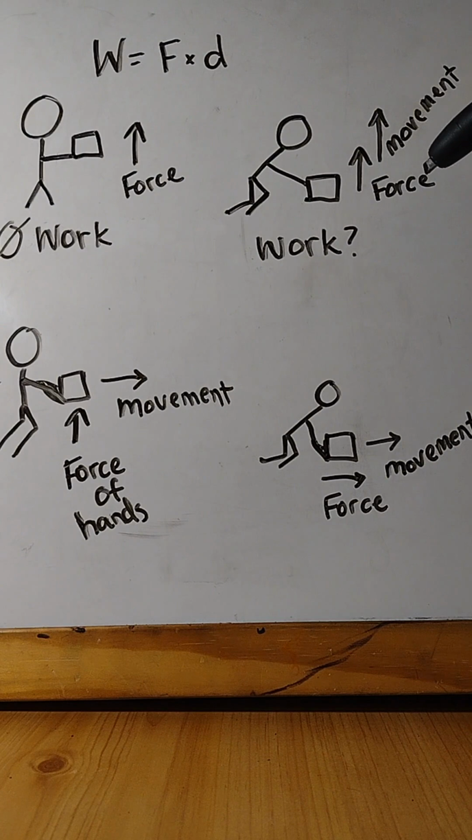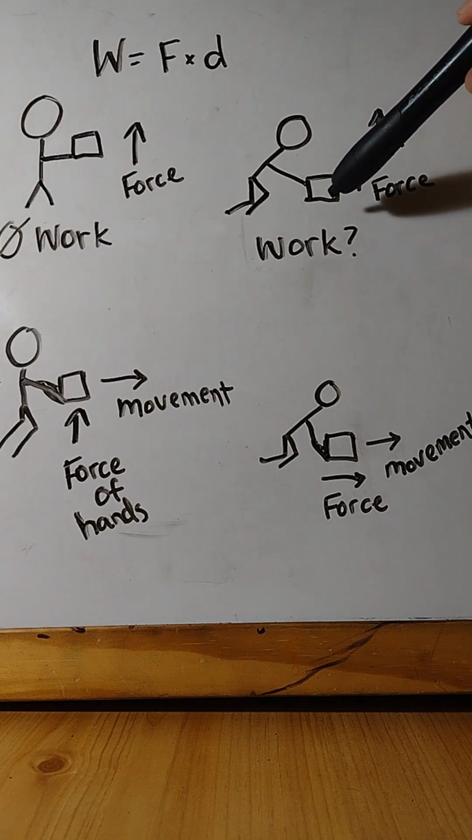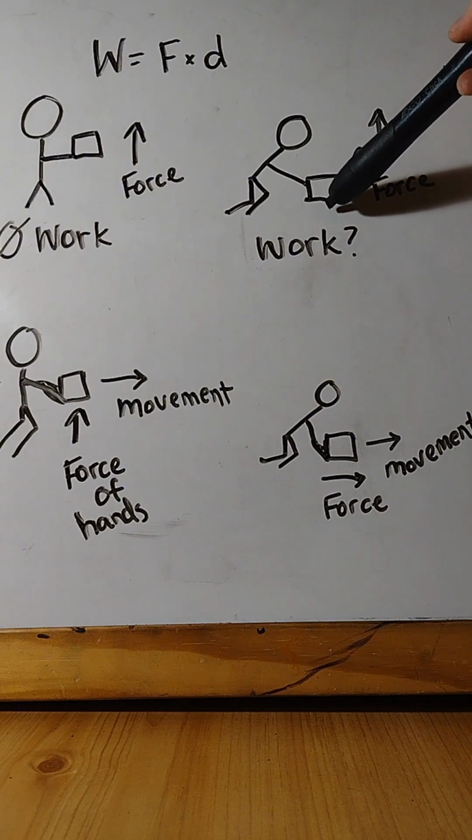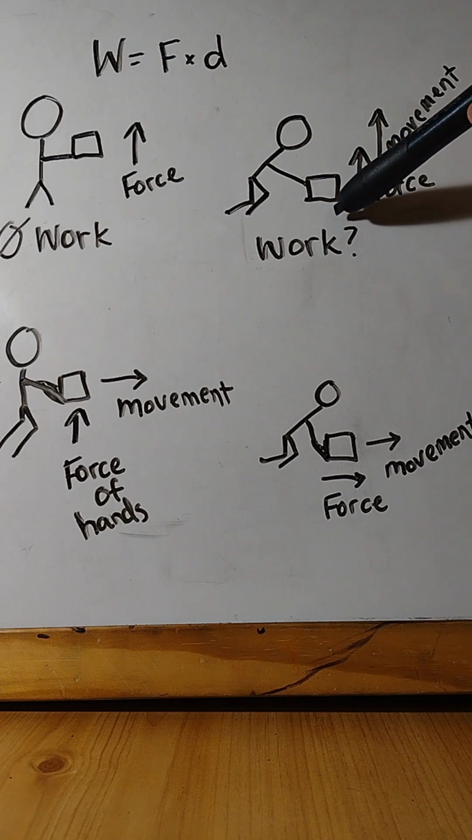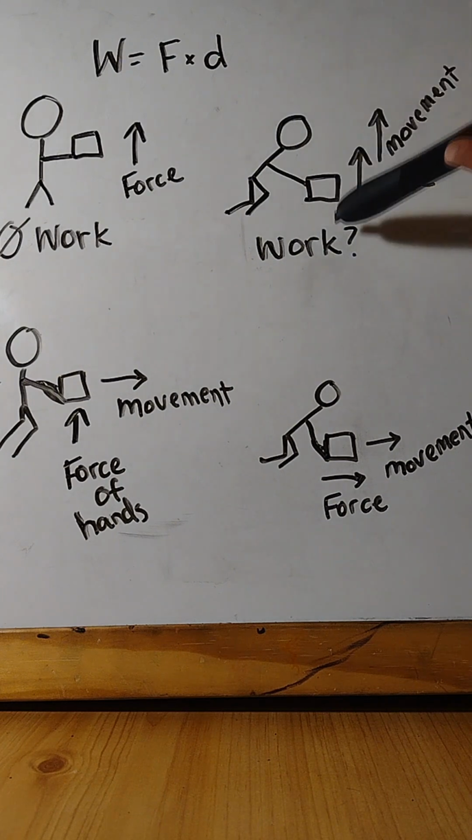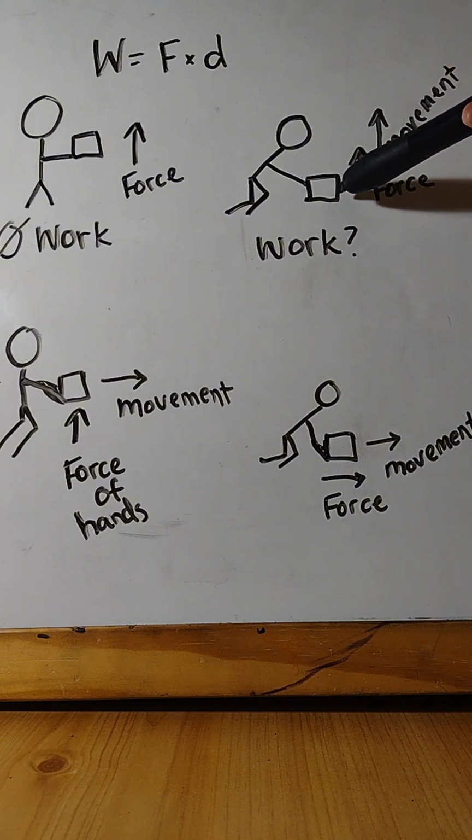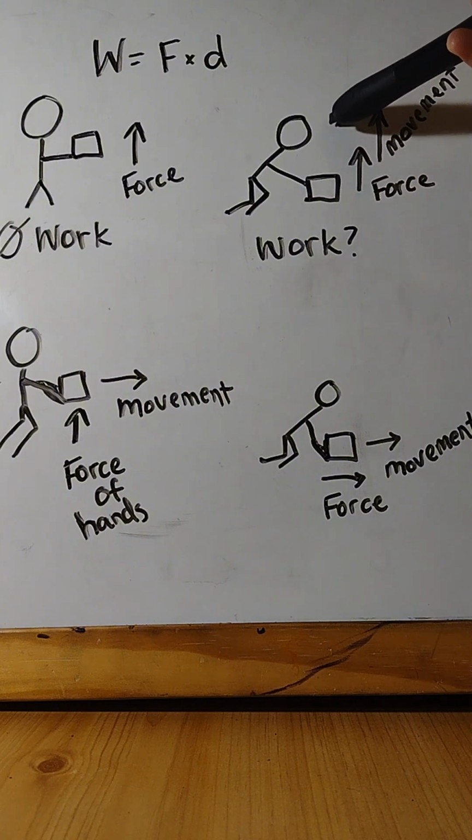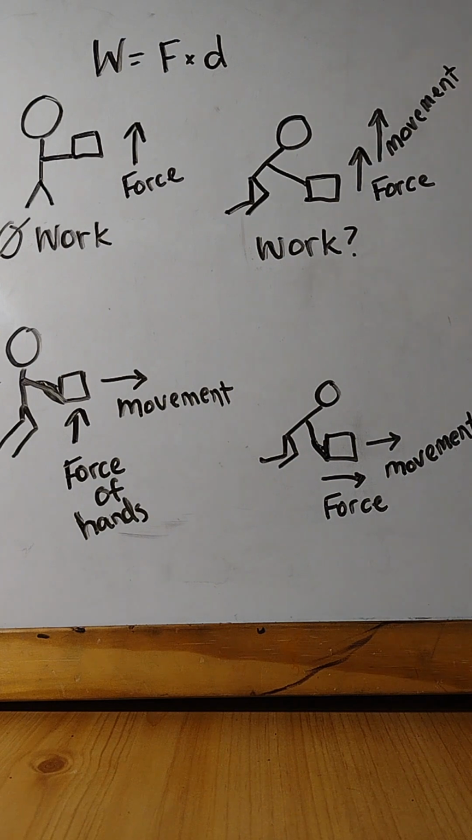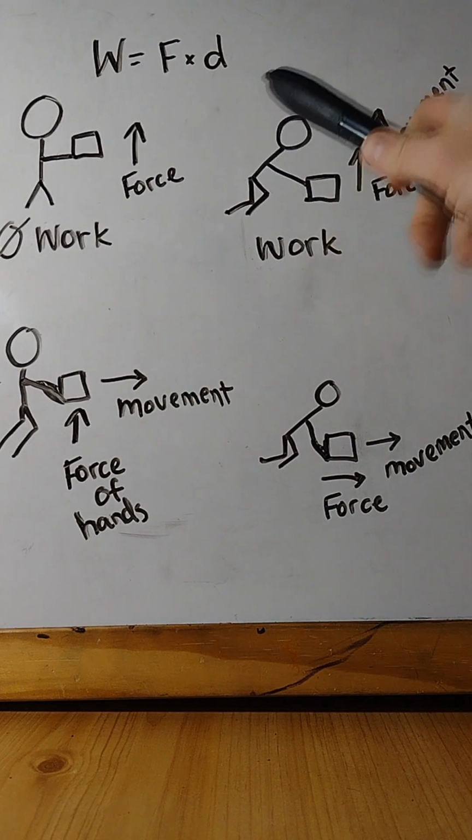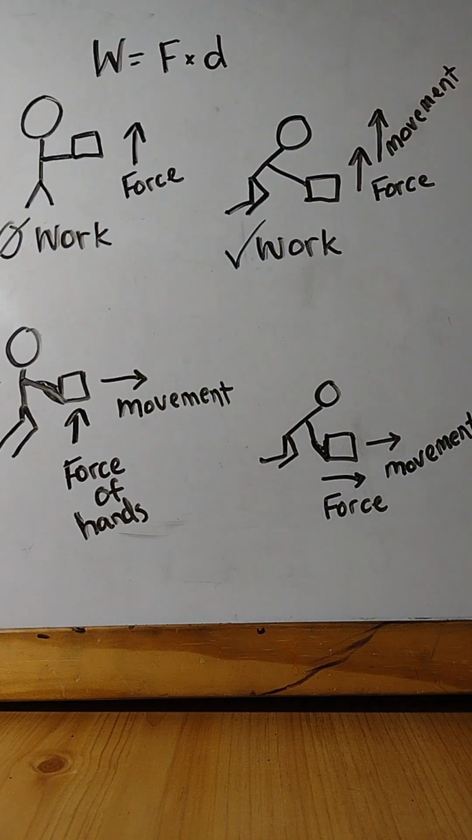On the next example, he leans over to pick up the box. There's a force of his hands pushing up against the force of gravity, okay? And so the force of his hands is creating this movement in the same direction of the force. Is work being done? Yes, work is being done, okay?